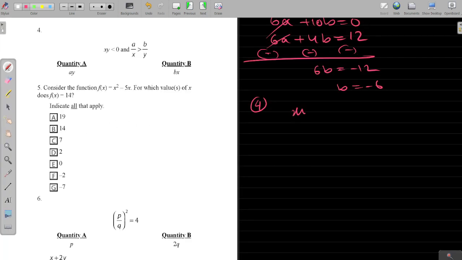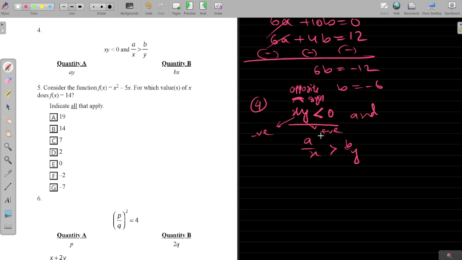So here they have given xy less than 0 and a by x less than b by y. Look here, the multiplication of x and y is less than 0. That's why of course they are of opposite signs, right? Because if they are not of opposite signs, in that case their multiplication cannot be less than 0. So that's why xy is less than 0. Suppose x is negative and y is positive, or you can assume x is positive and y is negative also.